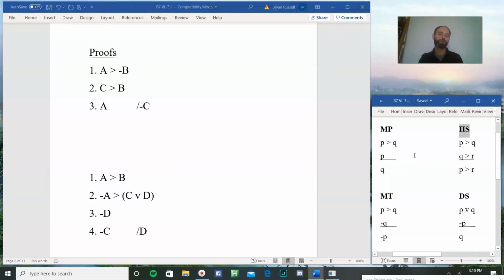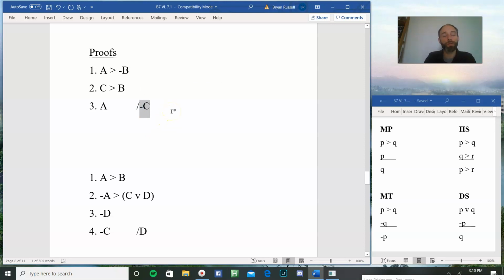And the steps that we're going to use are just these 4. We're going to use these rules along with the information given. So we're going to apply these rules to the information given to get to this conclusion, tilde C, the thing after the slash. So how are we going to get there?